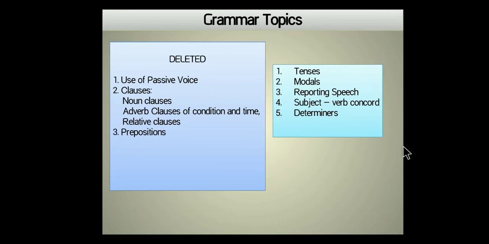Now the uses of passive voice are no more there in the syllabus. Clauses, all the 3 clauses, not there: noun, adverb and adjective or relative clauses. Prepositions are also not there. So what remains to be studied right now is tenses, modals, reported speech, subject verb concord or agreement, and determiners. So the syllabus is very simple and easy right now. Only 5 topics to be dealt with: tenses, modals, reported speech, subject verb agreement and determiners. 3 deleted.